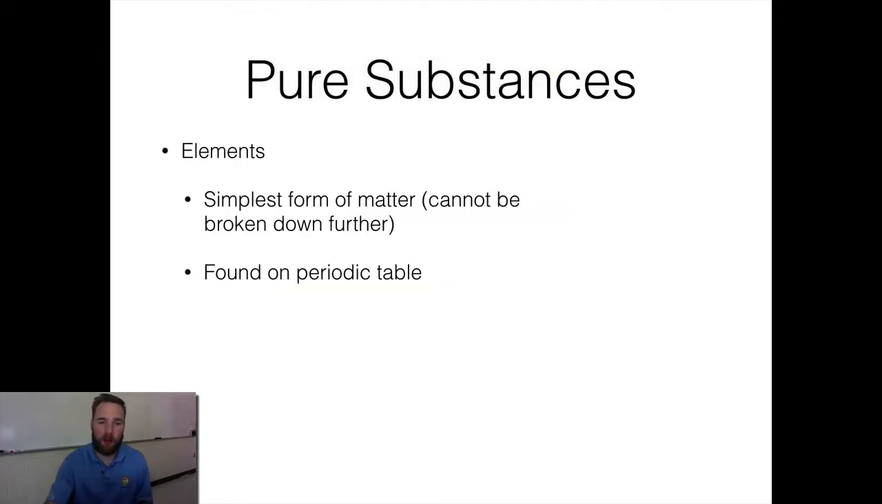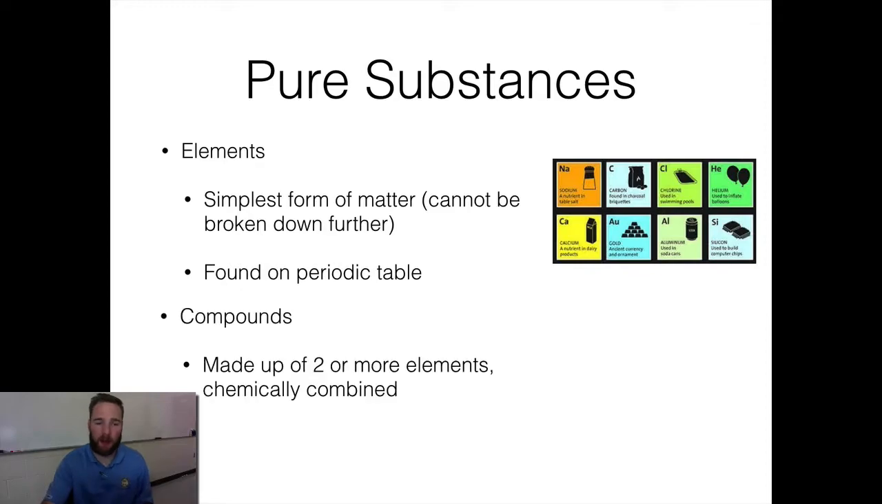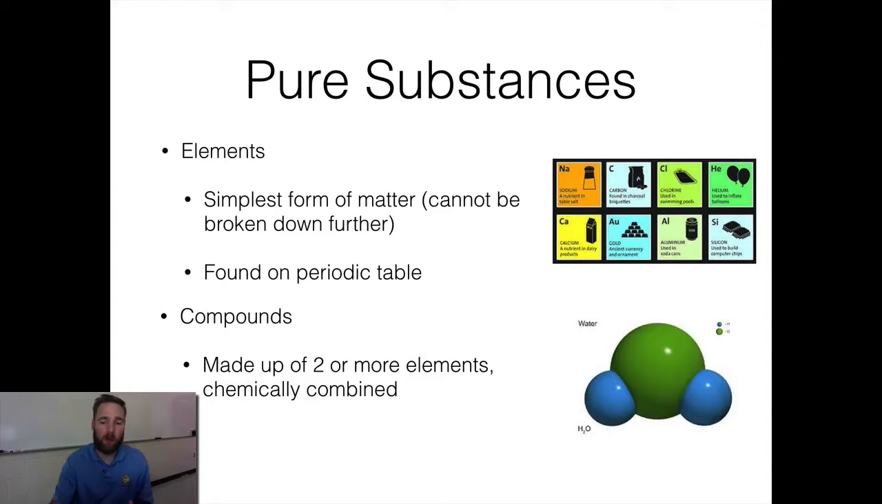Okay, so let's start with pure substances. Pure substances are elements at its most simple. Elements are the simplest form of matter, meaning they can't be broken down any further, right? So if you look at the periodic table of elements, those things can't be broken down any further. Gold, iron, zinc, the things you know on there, those are the simplest forms of matter possible. And so we see that there. Sodium, carbon, chlorine, all these are elements that we find on the periodic table. Can't break them down any further. But we can also have compounds. And what's a compound? It's made up of two or more elements, and that's chemically combined.